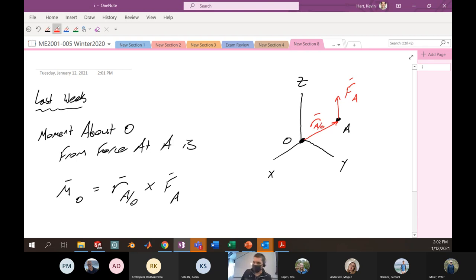All right. We had a lot of discussion about what this mathematical term here is, this cross product. And basically the idea is that the magnitude of this particular cross product is the magnitude of each of those individual vectors multiplied together, multiplied by the sine of the angle between them. And then the direction follows the right-hand rule.